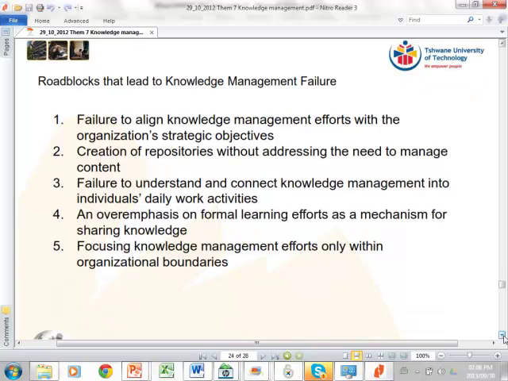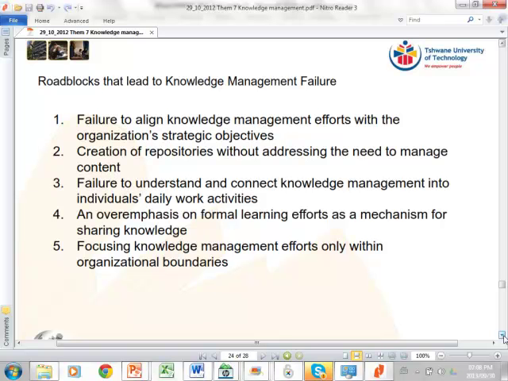Okay, so what leads to failure? If we fail to align the knowledge management efforts with the organization's strategic objectives, obviously the knowledge management is going to fail, because nobody's going to be interested in what we're doing.